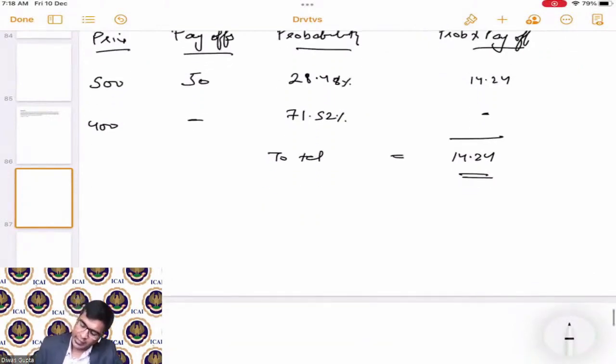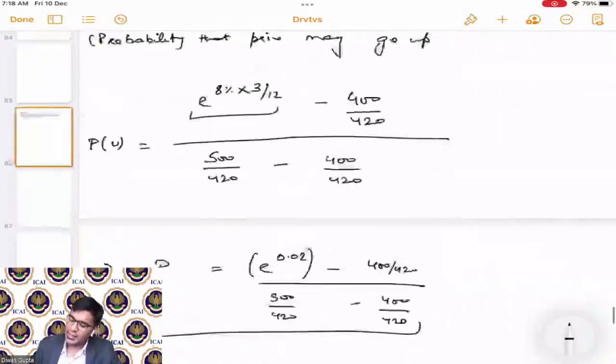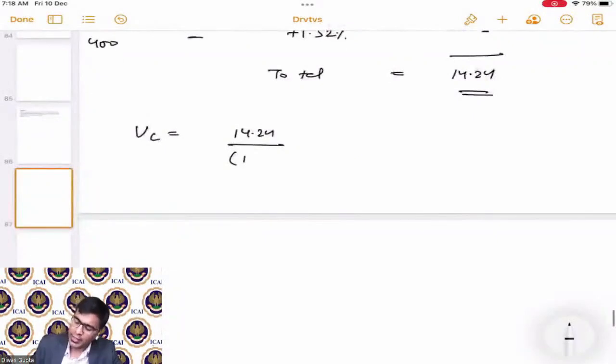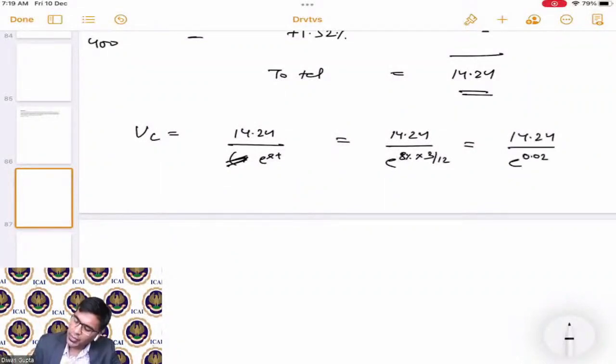And hence the value of call option will be 14.24 divided by 1 plus r percentage. Since we are given e, we have assumed continuous compounding. So here also we will do e raised to the power RT, correct? Because if we divide by e raised to the power RT, we will come to the present value. So it is 14.24 divided by e raised to the power 8% multiplied by 3 by 12, which is e raised to the power 0.02. This value we are already given in the question, correct?